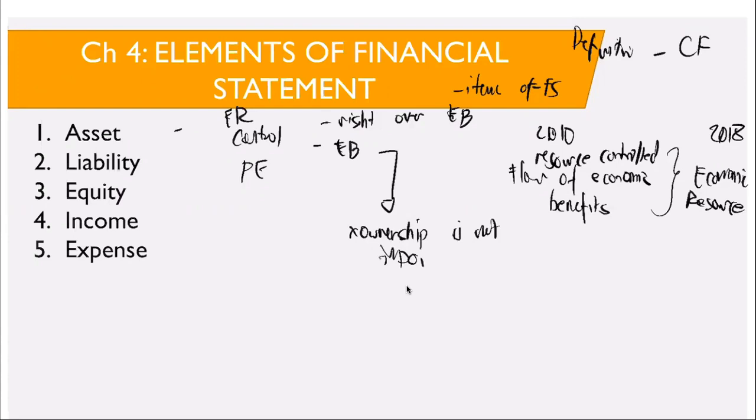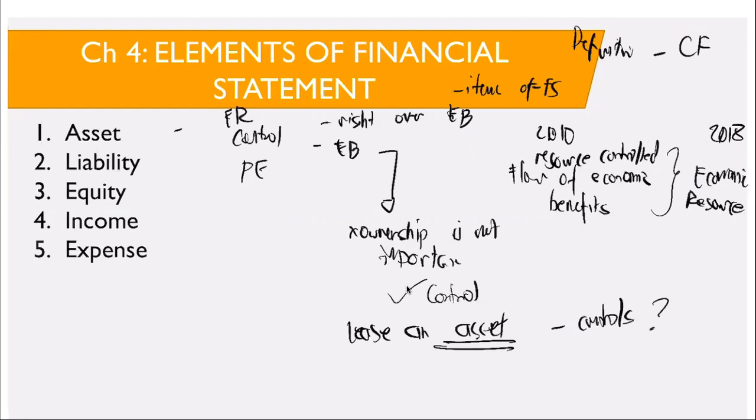What is important under our characteristics? We have the presence of control. For example, if you lease an asset, meaning you are renting an asset, since you are renting that asset, who controls the asset? Is it the lessor or the lessee?